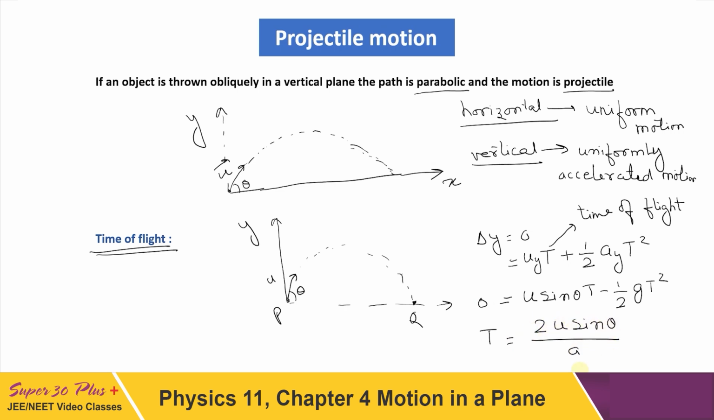So this is the time of flight for a standard kind of projectile motion, where the motion has started from a level and has landed again at the same horizontal level.